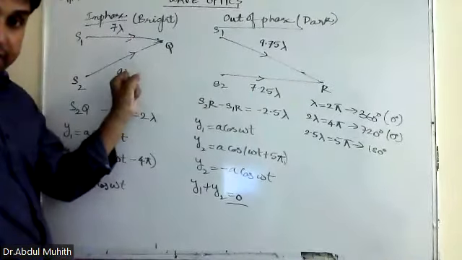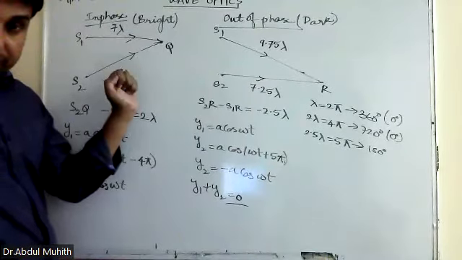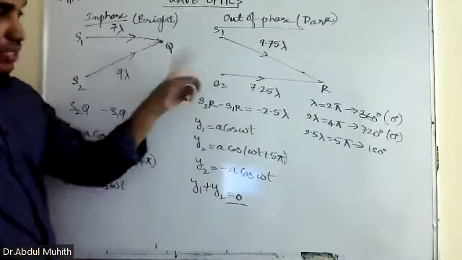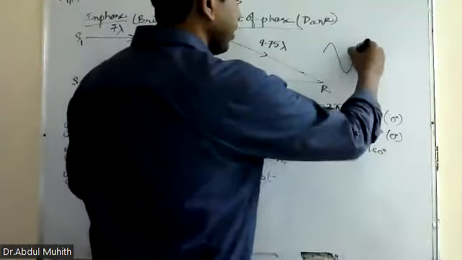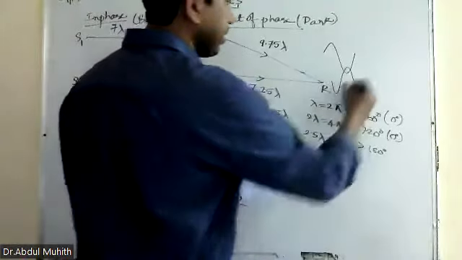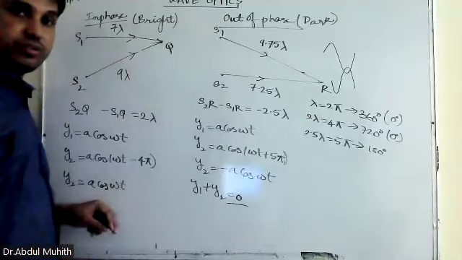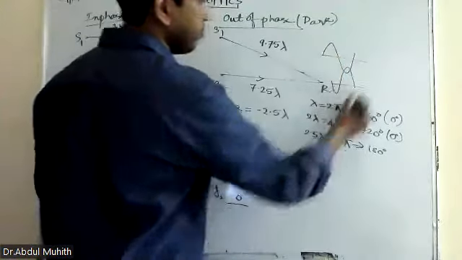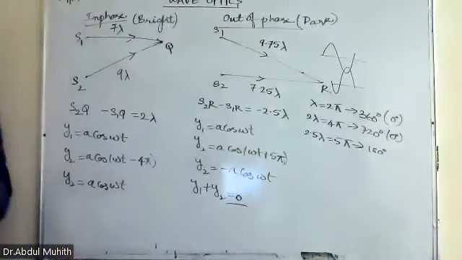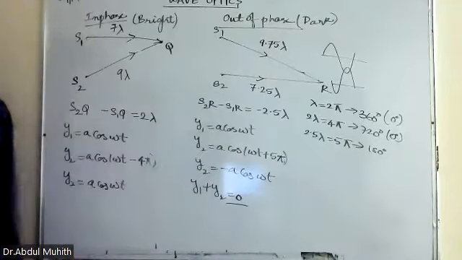Understood? Yes, sir. But I don't understand how, when 2 lights meet together, it can become dark. Dark means out of phase. Out of phase means the first one is meeting in this way and the second one is meeting in this way. Oh, okay. So they cancel out each other. This is like a destructive superposition. Understood now? Yes, sir. Now I got it. So this comes under constructive, and this comes under destructive interference.